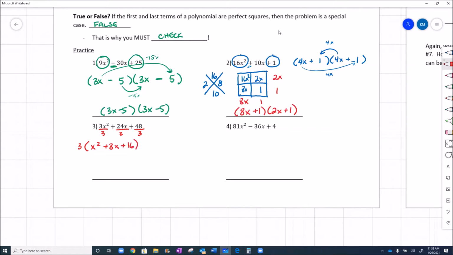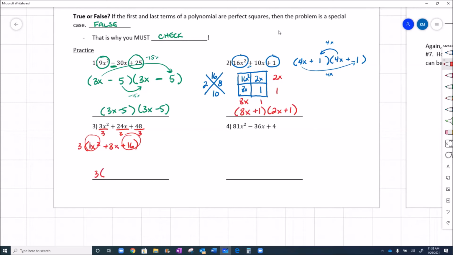Okay, now that I've factored out that GCF, x is equal to 1. And we can just do our x. But you might notice here, perfect square, positive. Perfect square, positive.